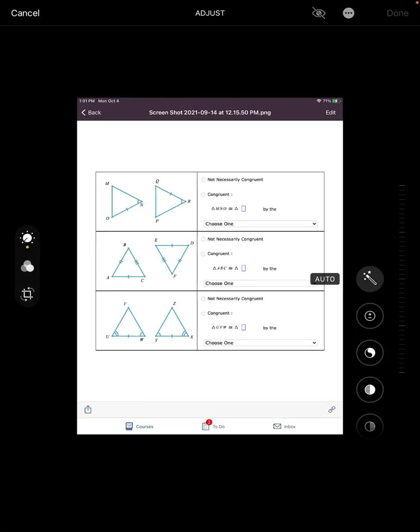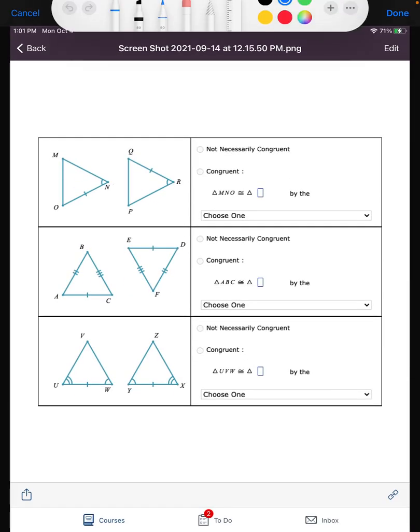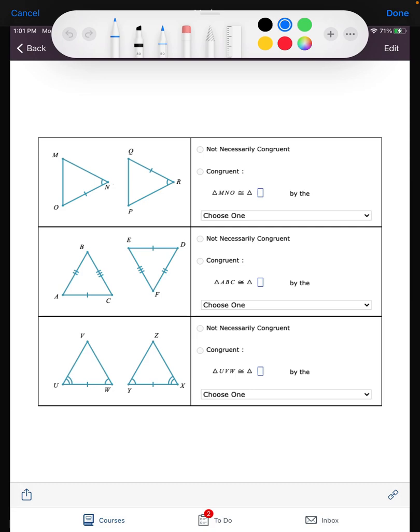Let's take a look at some examples. So our first triangle, all we're given is a side equal to a side and an angle equal to an angle. So we don't have a side angle or angle side theorem that we can use. So these ones, let's say, are not necessarily congruent.